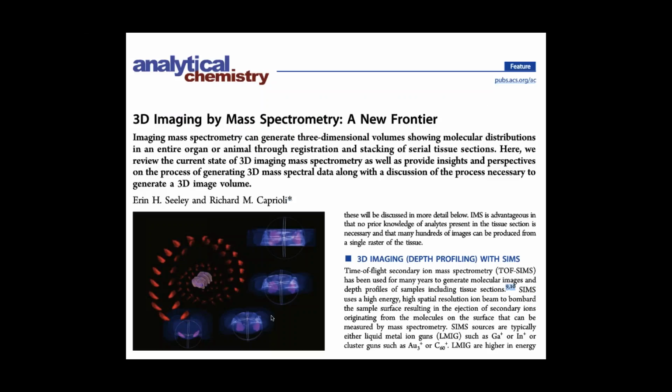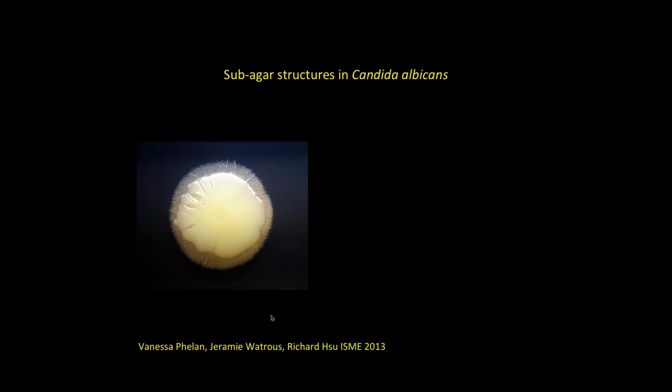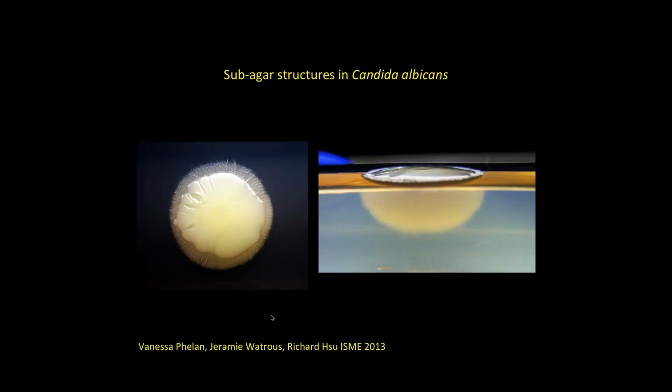Imaging mass spectrometry can be done in the third dimension, and here's a review by the Caprioli lab on this particular thing. But the way you have to think about imaging mass spectrometry is, okay, I can take an image from the top. In this case, I'm looking at a microbial colony, but you can think of this as an animal or a plant. But there's always a third dimension associated with it.